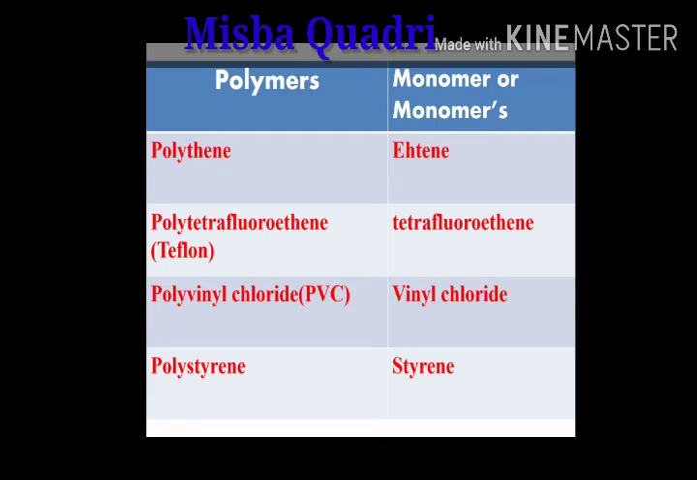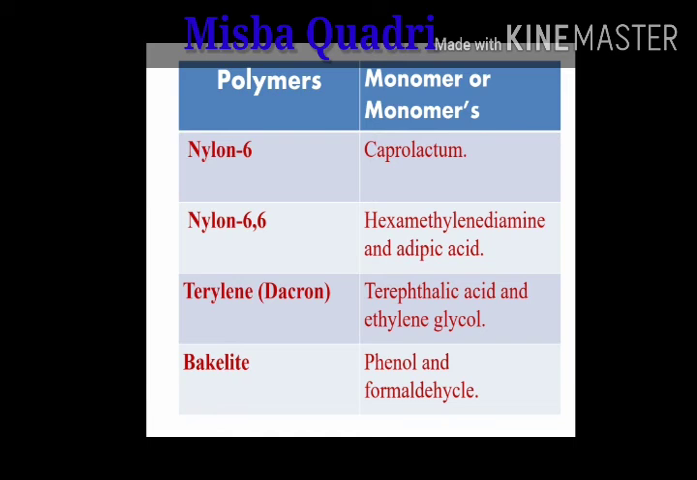Next polymer is polystyrene. Its monomer unit is styrene. Polystyrene monomer unit is styrene. Next, nylon 6. Its monomer unit is caprolactam. You have to remember for nylon 6, caprolactam.